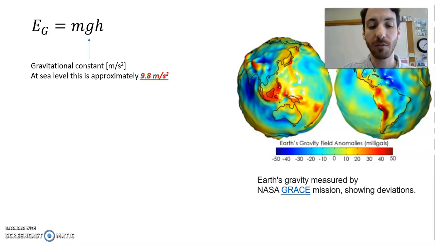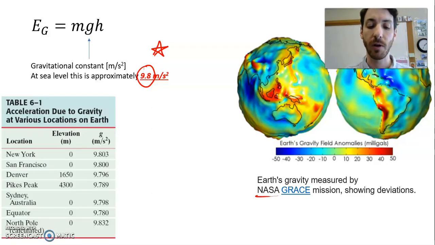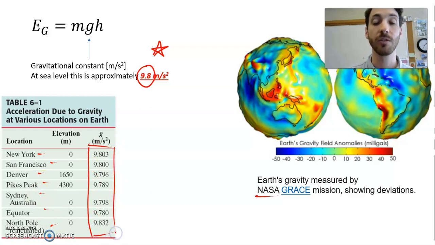At sea level, this value, Earth's gravitational constant, is approximately 9.8 meters per second squared. So that's the value that we'll be using for our calculations in this course. It's really interesting to note that this value actually changes depending on where you are in the world. So here is Earth's gravity measured by NASA, and it just shows deviations in Earth's gravitational field. This table just alludes to it a little bit more. Notice, depending on where you are in this world, our gravitational field strength is going to vary slightly.